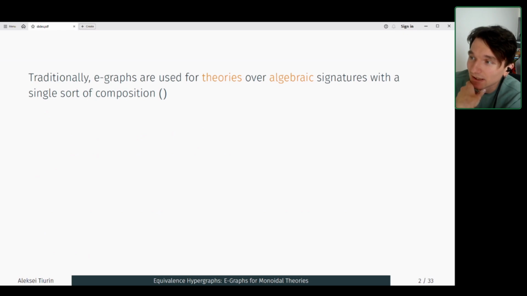So traditionally, e-graphs are used for theories over algebraic signatures with a single sort of composition, which is just function composition, or function application, sorry. And a theory is just a set of terms with some equations, and a signature is a set of generators that you use to construct the terms in your theory. And a signature is called algebraic if the number of outputs for each generator is exactly 1. I will also refer to the number of outputs as a coarity.